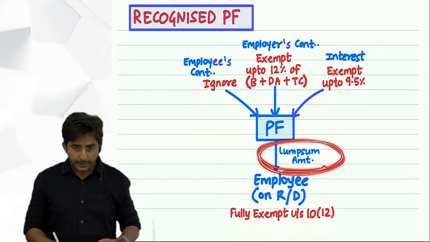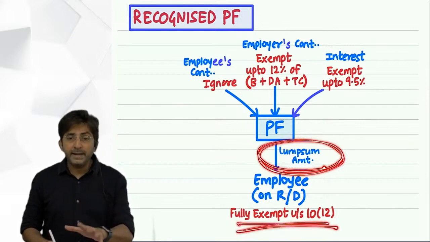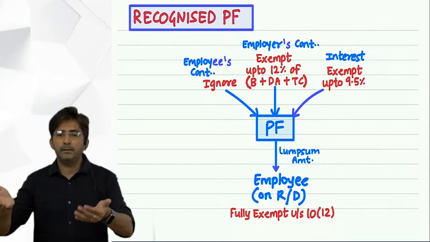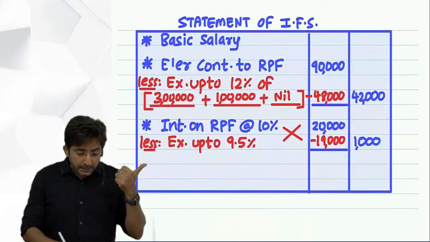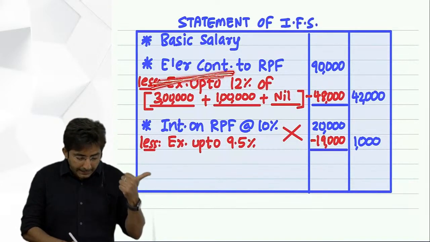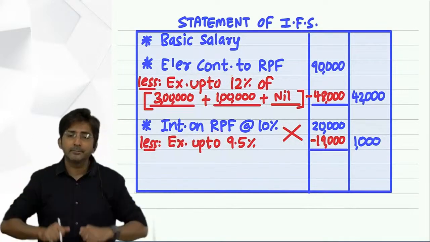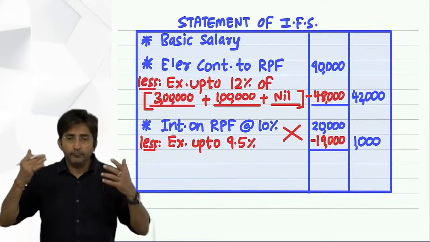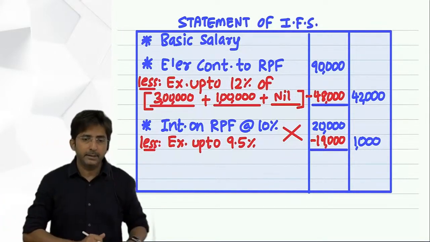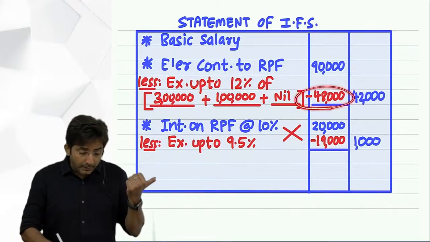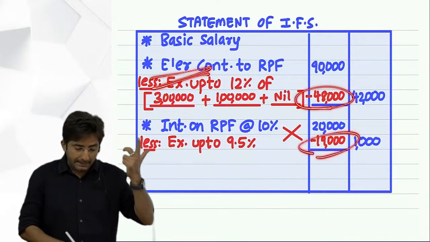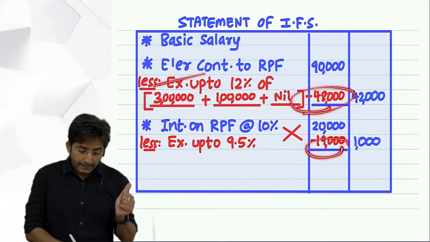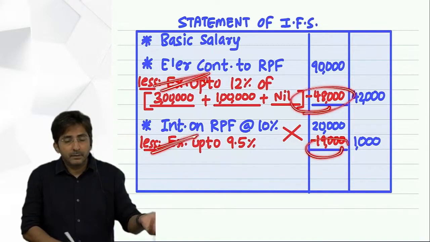Lump sum amount received from RPF is exempt under section 10-12 provided employee has rendered service of minimum 5 years. If he renders a service for a period of less than 5 years, then the exemption allowed in respect of employer's contribution and interest in past shall be withdrawn. I repeat, if the employee renders a service for a period of less than 5 years, then exemption allowed in respect of employer's contribution and interest in past shall be withdrawn.